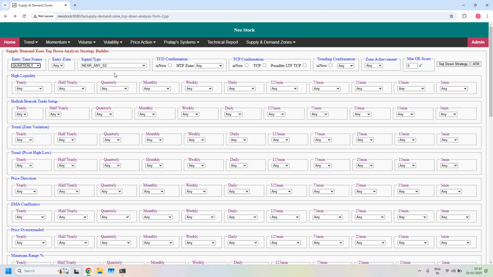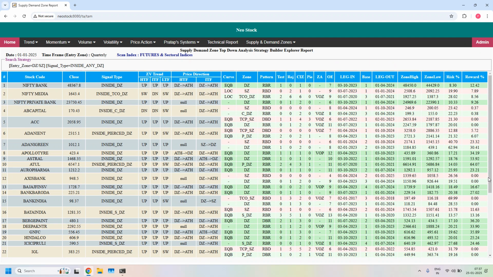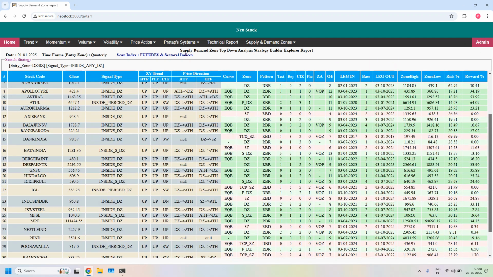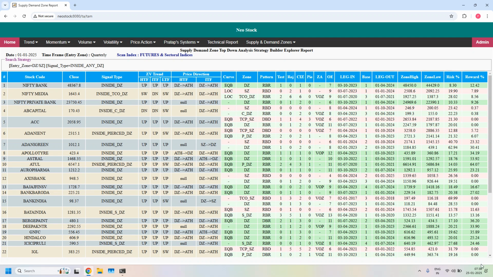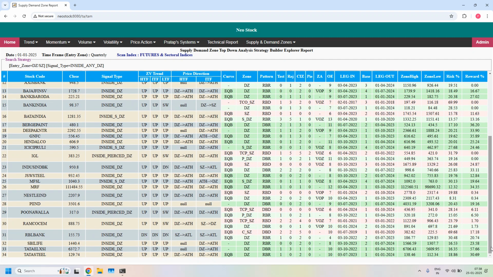Next, quarterly time frame. Price closed inside the quarterly demand zone. We got 34 stocks. First 22 stocks in the list. Scrolling the list down. So total 34 stocks are filtered, and you can further reduce this list or filter this list based on EMA Confluence.